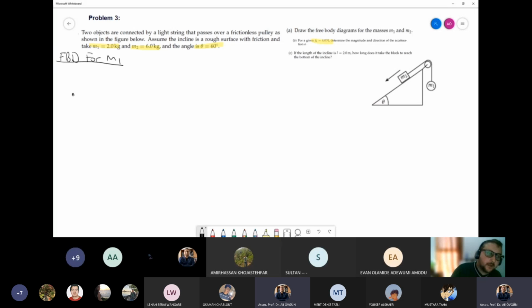For M1, there is a tension on the rope, T, and there is a gravitational force down, Fg1. And if M2 is going down, M1 is going up. So the motion and acceleration is upward. Okay, and free body diagram for M2.